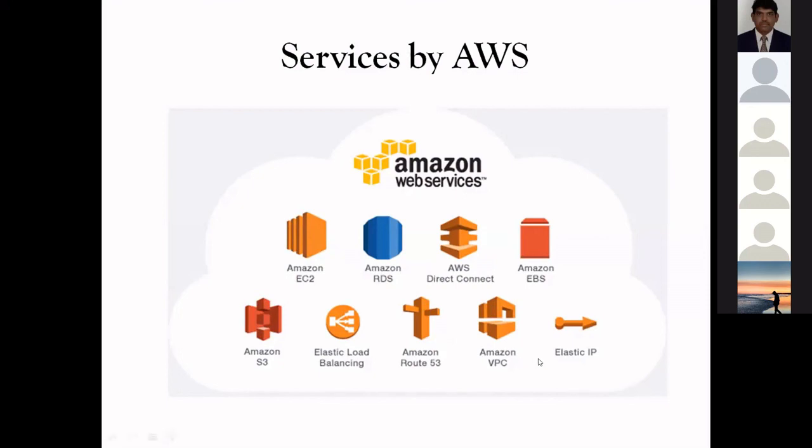And then Route 53 and Amazon VPC, virtual private cloud, and Elastic IP. IP is nothing but Internet Protocol. We have an IP address for every website, right? So Elastic IP means any application or web server will have only one IP address. Even if the server is off or on, the IP address will not change. That's the reason we use Elastic IP. These are the services provided by AWS. These are just 9 services, but there are almost 260 services provided by AWS.